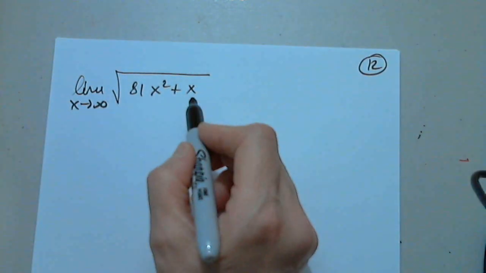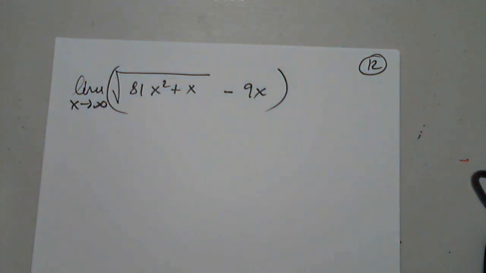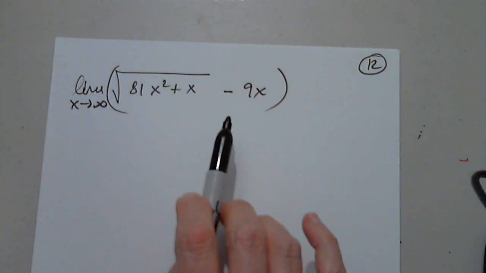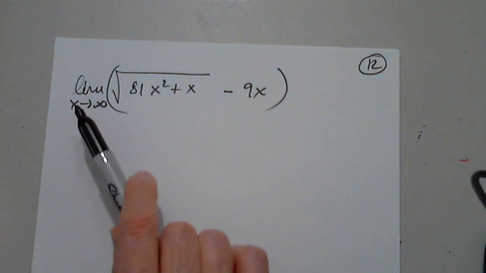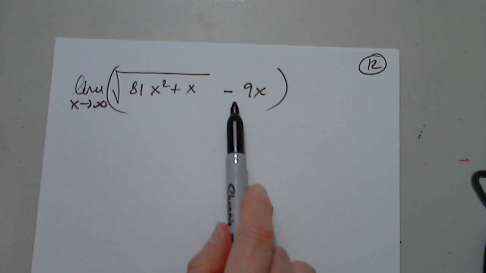Outside the square root is minus 9x. Perfect. So let me read it back to you just to make sure. Limit as x approaches infinity, the square root of 81x squared plus x minus 9x.